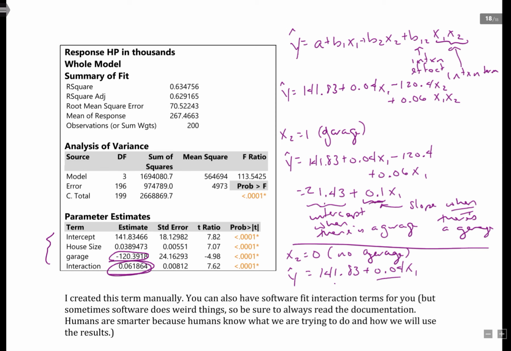Now, how did I actually fit this model? Well, I created this interaction term manually in JMP, and I created and fit that. So you can have software fit interaction terms for you, but it can sometimes do weird things like recenter variables and stuff like that. But humans are smarter. It makes things easier to interpret when we create our own interaction terms. So I will show you where I got these using my own interaction term.